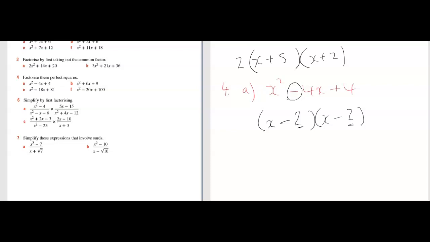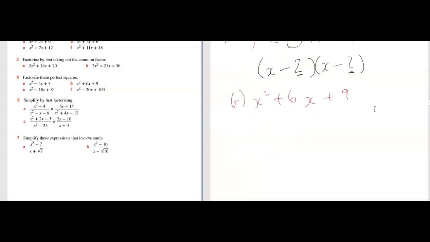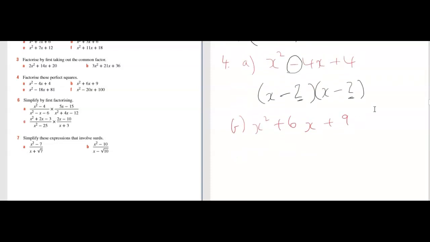All right, let's have a look at B. So we've got x squared. Here we've got a plus, so that tells me that they're going to be positive, whereas before, because it was a negative 4x, it was going to be a negative. Let me just show you what I wrote, that should be finished like that. So factorizing it completely, because they're the same, I can just rewrite them as x minus 2 squared.